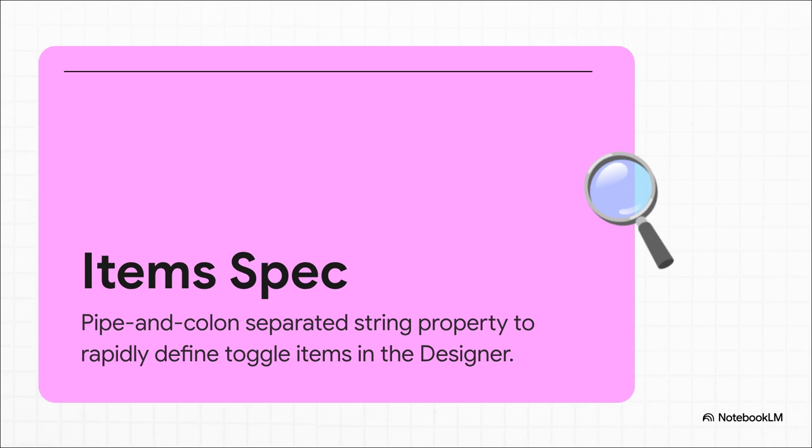Basically, it's a pipe and colon separated string property that lets you rapidly define your toggle items without ever leaving the visual designer. Think about it. If you have a static list of settings, maybe something simple like low, medium, and high, you don't need to write a single add item method in your code. None. You just type your item IDs and display text right into the item spec property and boom, the component populates itself. It just completely wipes out all that unnecessary boilerplate from your initialization logic.